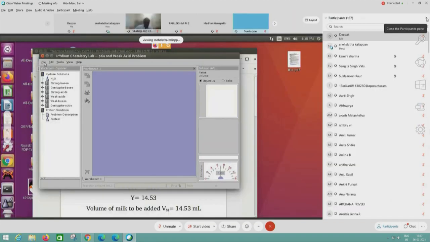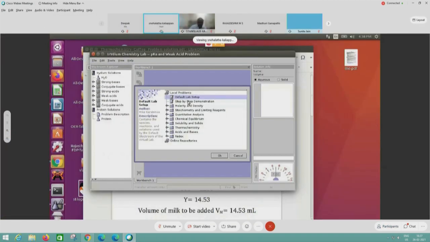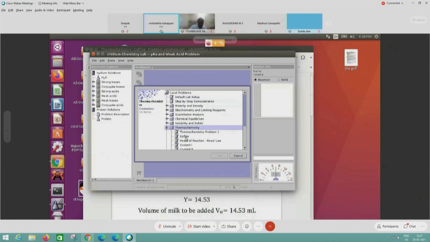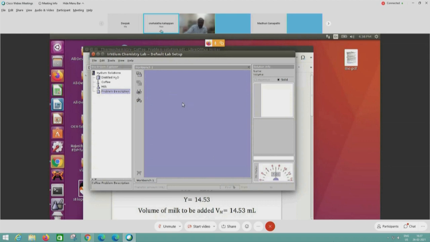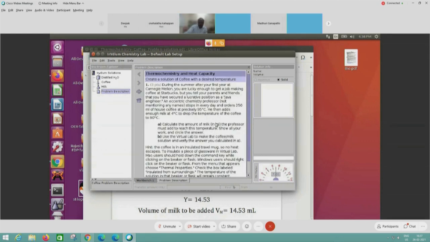Yeah, so this problem is in thermochemistry and it's called the coffee problem. It says that you have to mix 250 ml of coffee, which is at 95 degrees centigrade, and then we have to add milk which is at 4 degrees, and your resultant final temperature has to be 90 degrees.